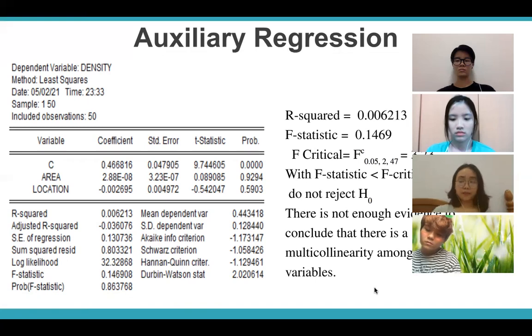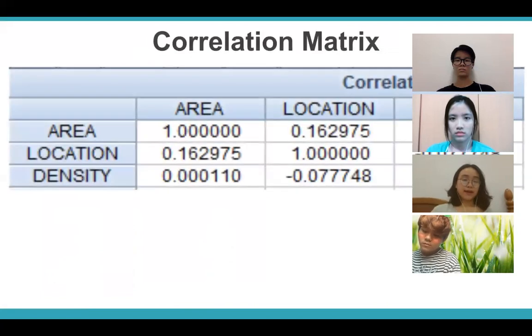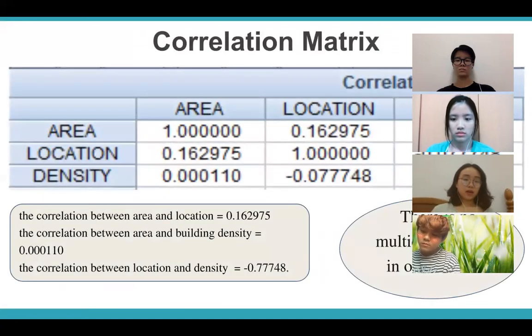And with the correlation matrix, here we will show you the result. As you can see, the correlation between these independent variables is very small, and moreover, the correlation between location and density is a negative number. Therefore, we can conclude that multicollinearity does not exist in our model.